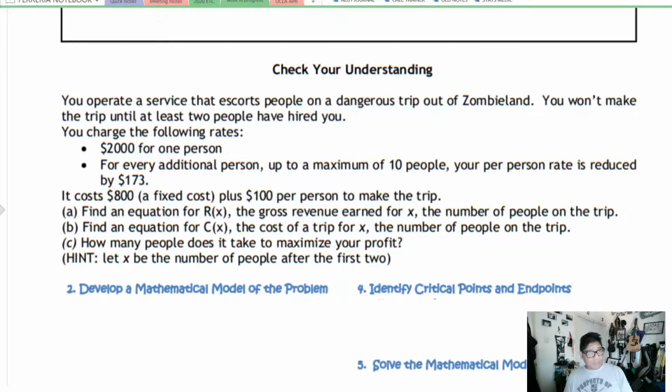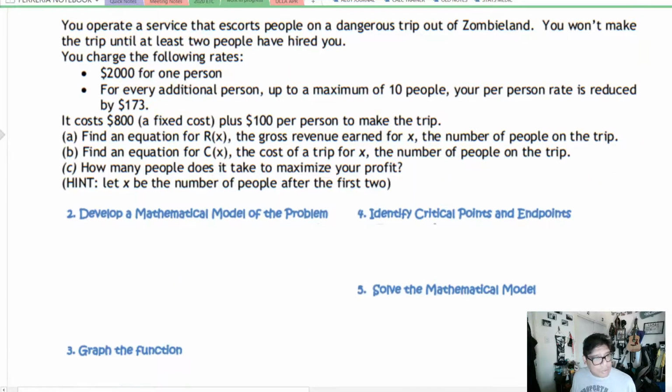So the first thing we're going to do is part A, find an equation for R, the gross revenue. Part B, find an equation for C, the cost of the trip. And then part C here is going to be how many people will it take for you to maximize your profit. So we're going to answer parts A and B as we do this problem. So first thing, second thing really, develop a mathematical model for this problem.